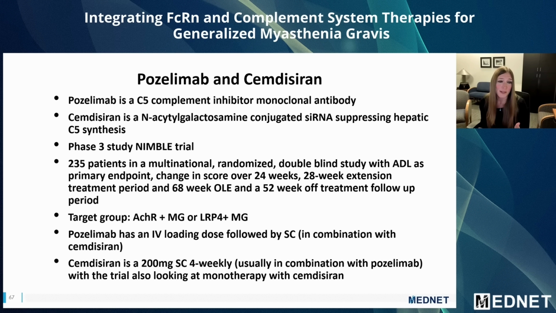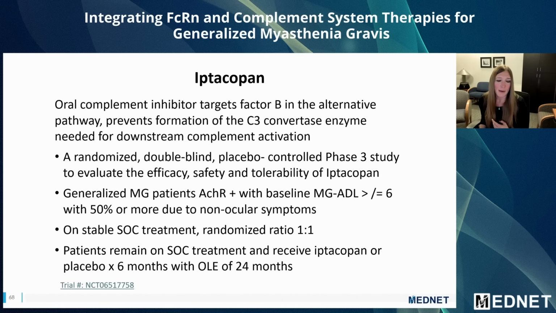sub-Q pozelimab plus cemdisiran. Interestingly, their results preliminarily have shown that cemdisiran monotherapy has a little bit better reduction in the typical measures than the combination, although the combination also shows statistical significance. So they'll be continuing that trial and analysis.